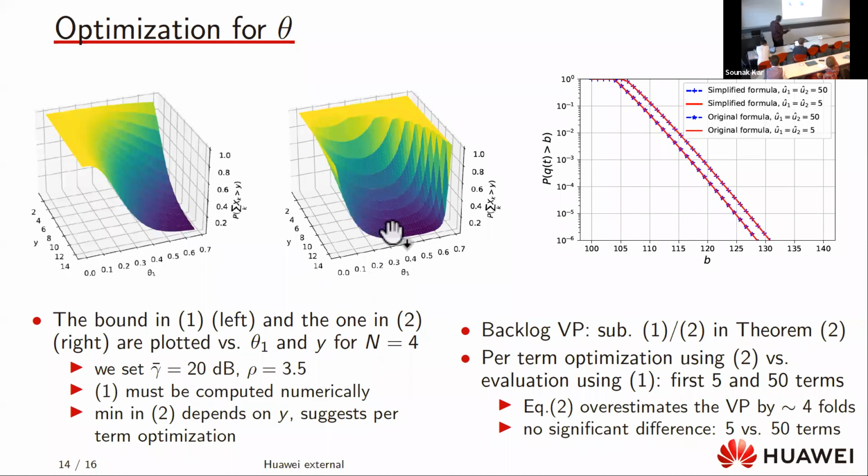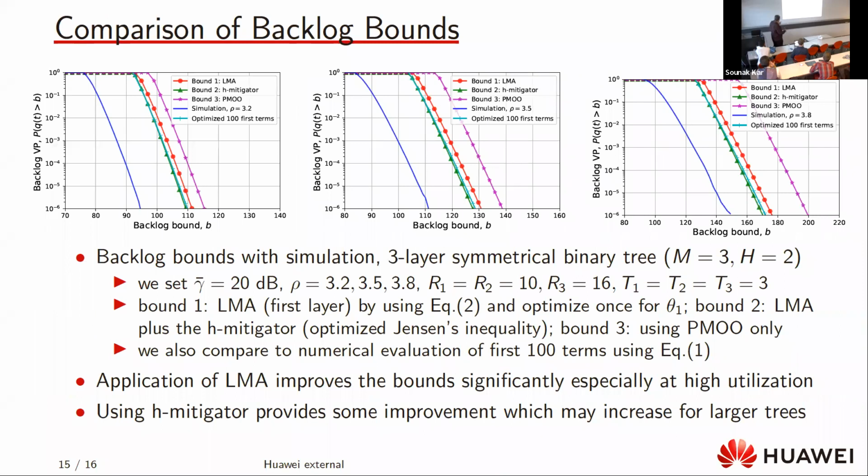If we use the simplified one, we need to optimize for every different value of y, which basically means for every different term in the sum we need to optimize, because they give a different optimal value. Here we are comparing computing the first 50 terms versus the first 5 terms. For the one on top, there is no difference between 50 or 5, which means the dominant terms are already captured. And this is basically the backlog.